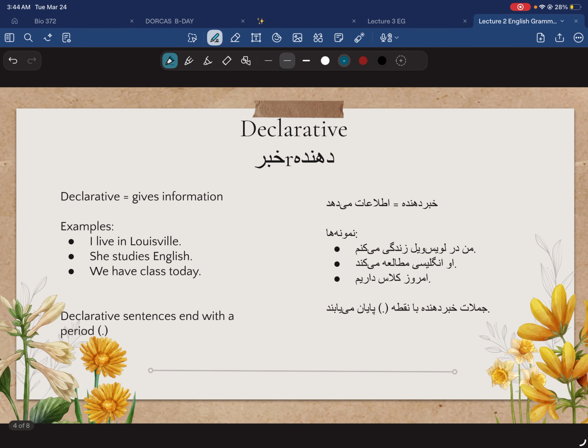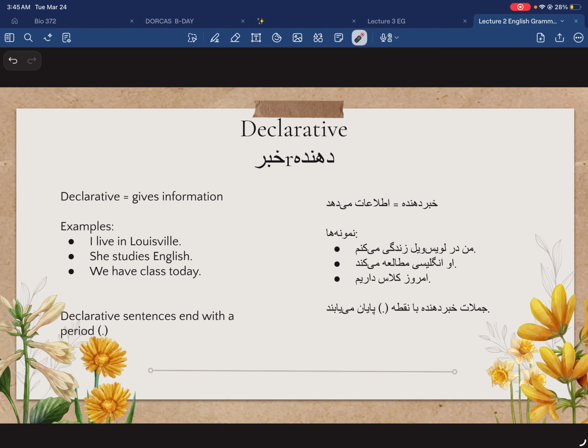The first sentence that we're going to be learning about is declarative. A declarative sentence gives us information. Simple. It usually always ends in a period. Something like, I live in Louisville, she studies English, we have class today. Let's start with this sentence, I live in Louisville. This sentence gives us information of where I live, and then it ends with a period.